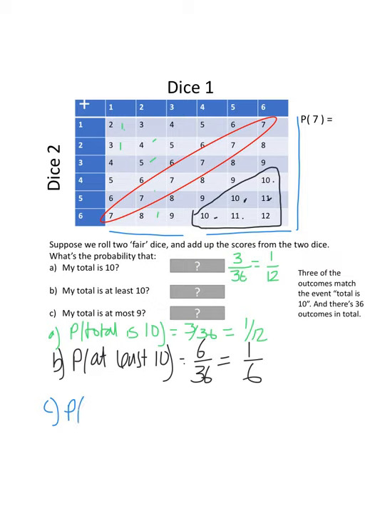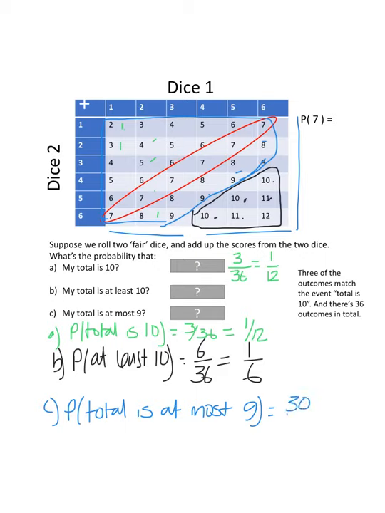So for part C, the probability that the total is at most 9, that means you can have anything less than 9 and including 9. So that would be all of these numbers here in the table. Maybe the quicker way, if it's at most 9, would be to say, okay, I could add all these numbers up: 1, 2, 3, 4, 5, 6, 7, 8, 9, 10, 11, 12, 13, 14, 15, 16, 17, 18, 19, 20, 21, 22, 23, 24, 25, 26, 27, 28, 29, 30. So I know that's 30 out of 36.